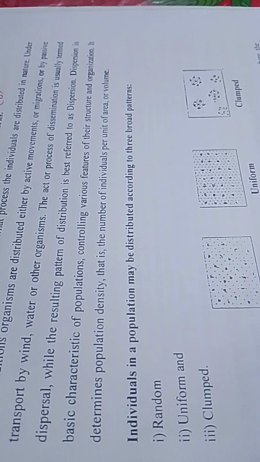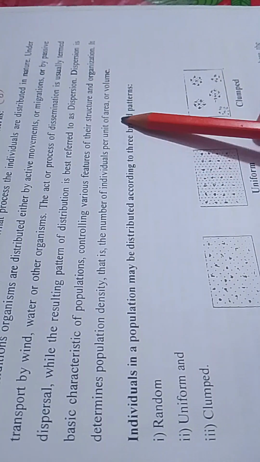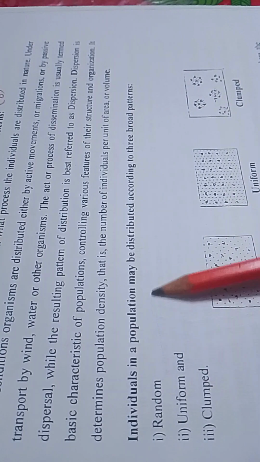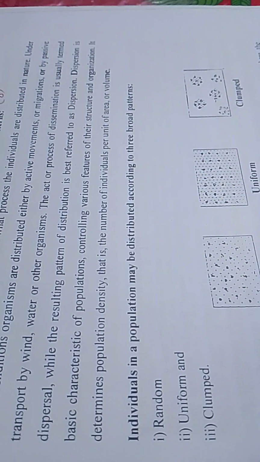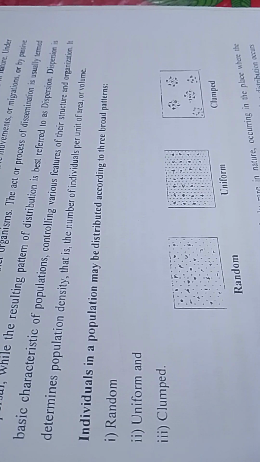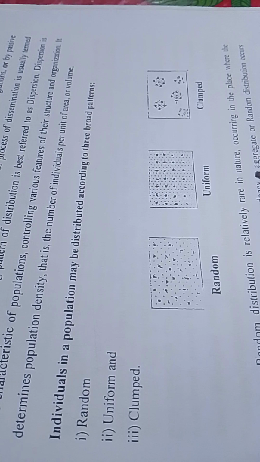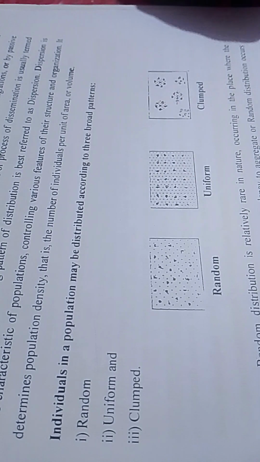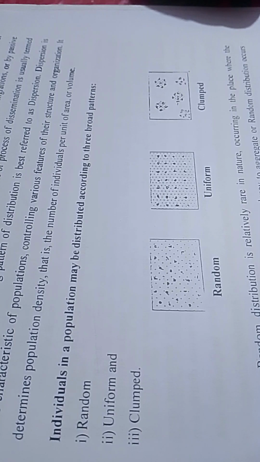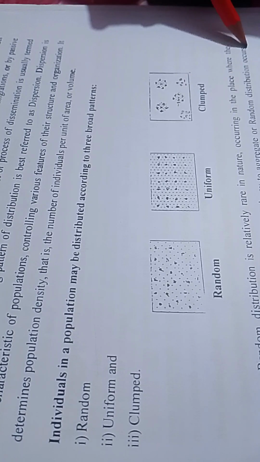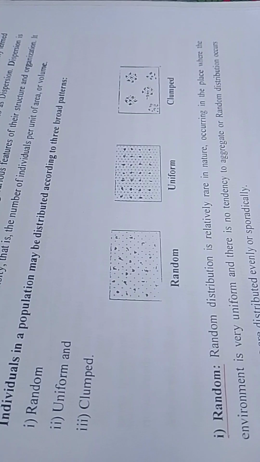It determines population density. This is the number of individuals per unit area or volume. Individuals in a population may be distributed according to three broad patterns: random, uniform, and clumped. Random distribution is relatively rare in nature, occurring in places where the environment is very uniform and there is no tendency to aggregate. Or random distribution occurs when resources are distributed evenly or sporadically. Example: when dandelion seeds are dispersed.